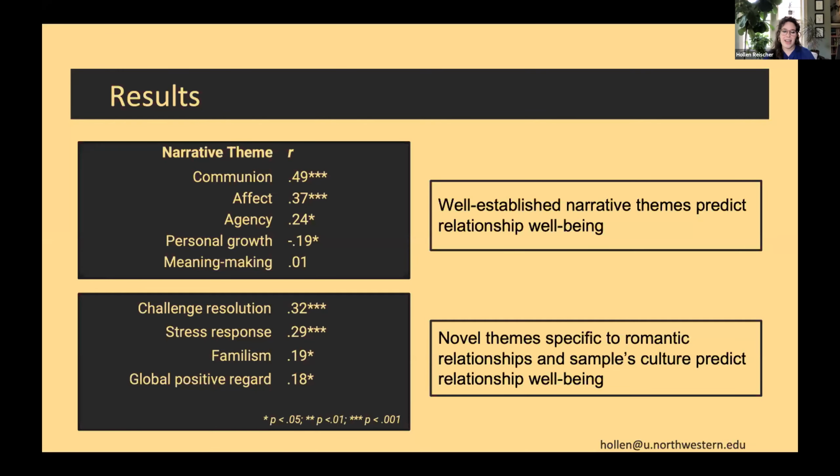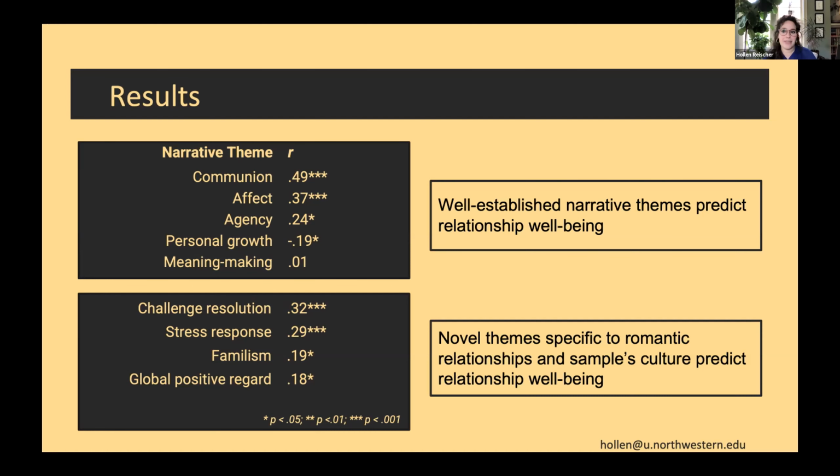And we found that almost every narrative theme we coded for did in fact predict relationship well-being in our sample. So this is true for both the well-established themes from the literature and also novel themes that we developed for this study in particular, such as the extent to which the challenge was described as resolved, whether the individual saw the relationship become more cohesive or more conflictual, and so on.